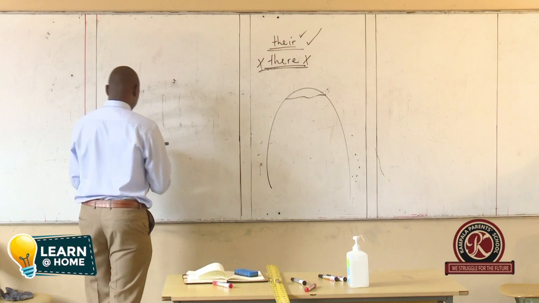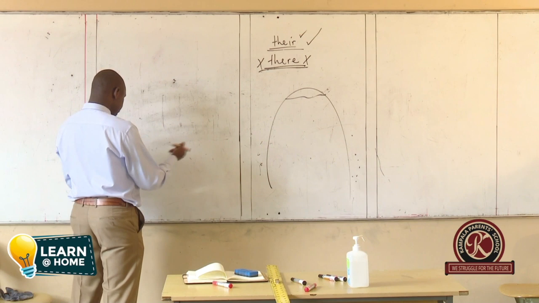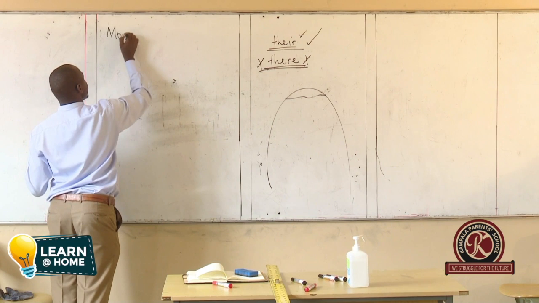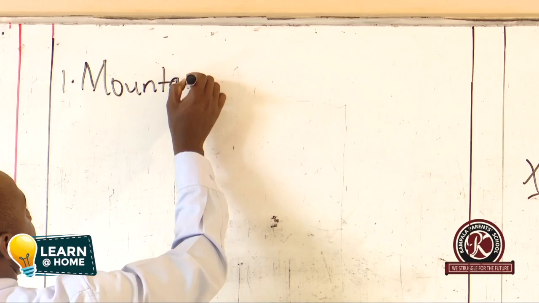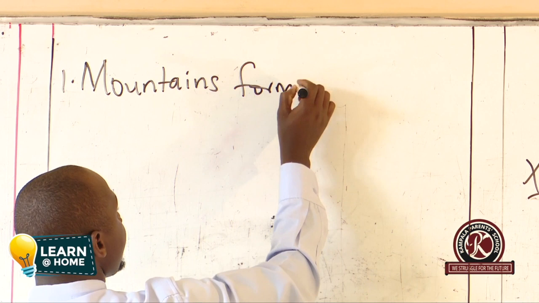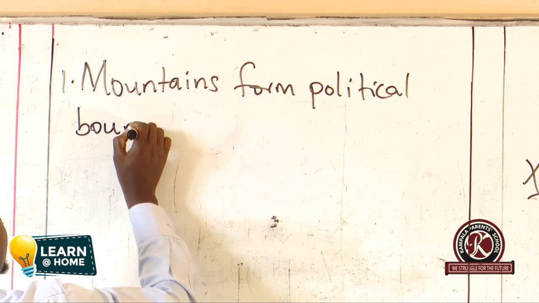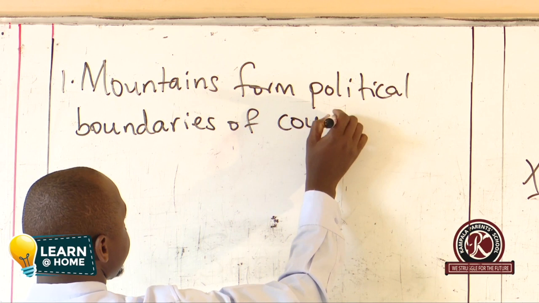Number one was: state the political importance of mountains to countries. The answer is simple. I've just talked about it. We say mountains form political, or one can say natural, boundaries of countries. That's number one.